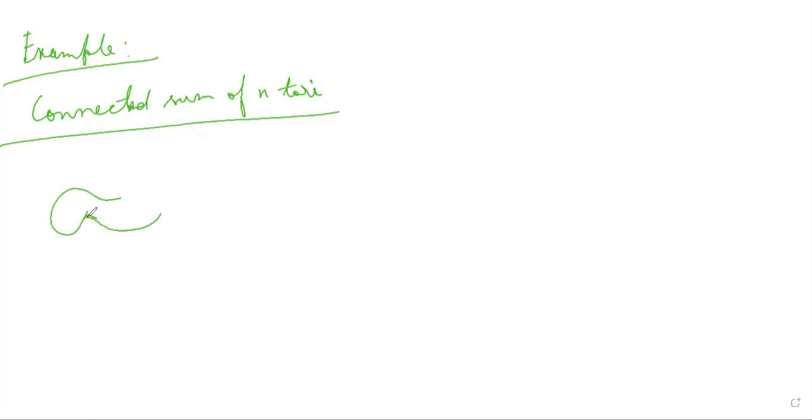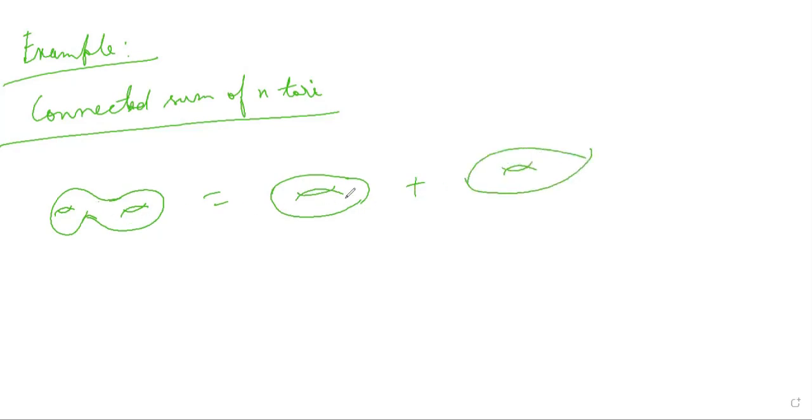If you recall, for example, this is the connected sum of two tori. You take two copies and find the connected sum of these two. This is a torus, this is another copy of a torus, and if you take the connected sum, you will get this one, sometimes called a double torus. What you do is remove a disk from here and a disk from here and join these two. So you will get something like this.